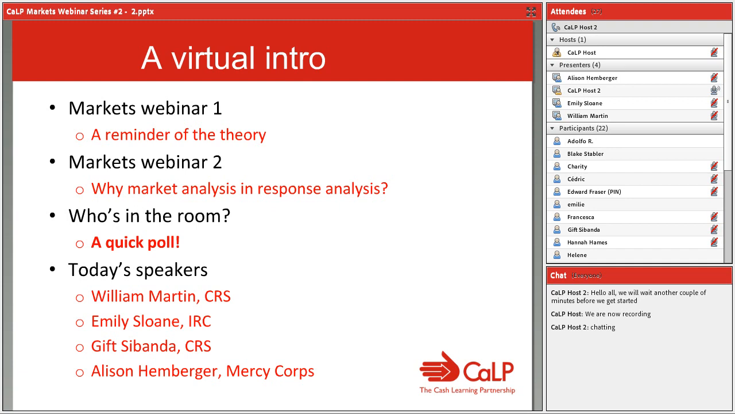We also had a presentation by Oxfam about their Markets Compass, which helps determine which market tool might be appropriate to conduct analysis in different settings, as well as a presentation of IRC's Market Information Framework, which I know Emily will be referring to again throughout her presentation today, and which helps you understand what types of data you need to answer which questions. So all that was great, but it was quite theoretical.